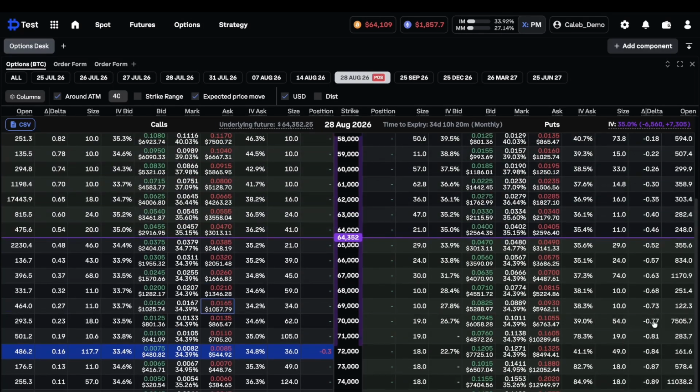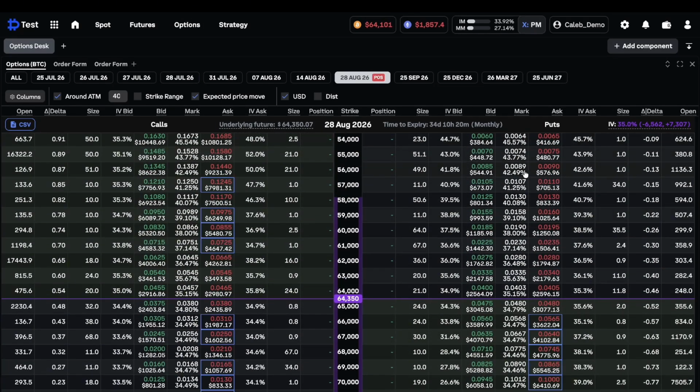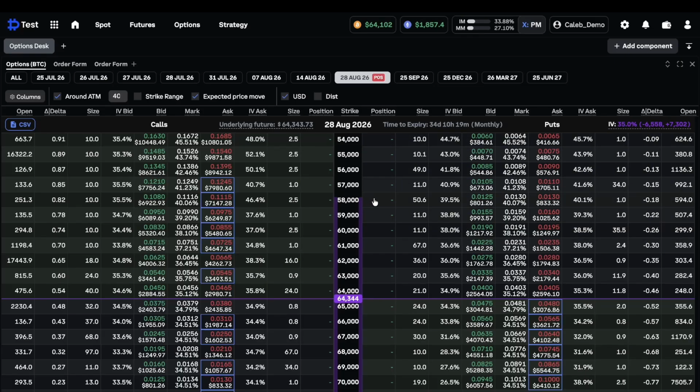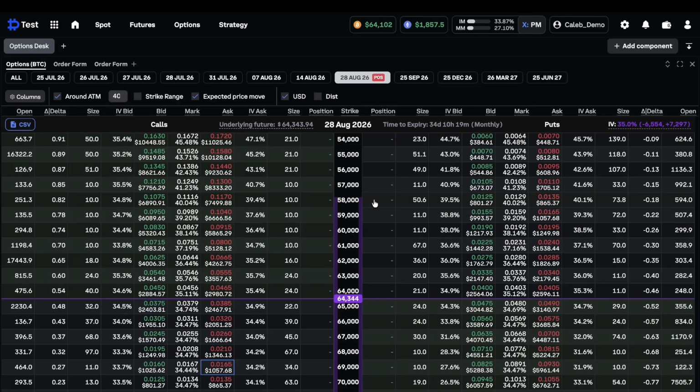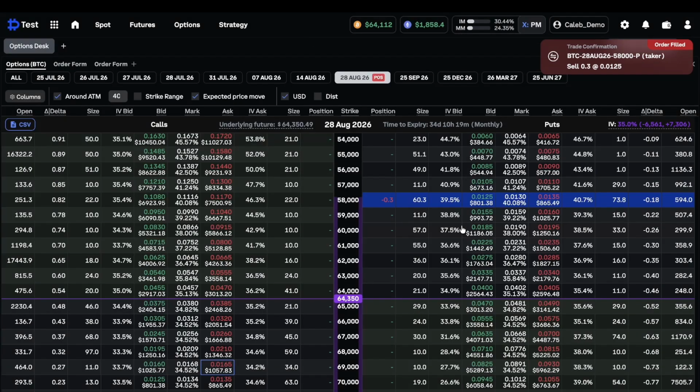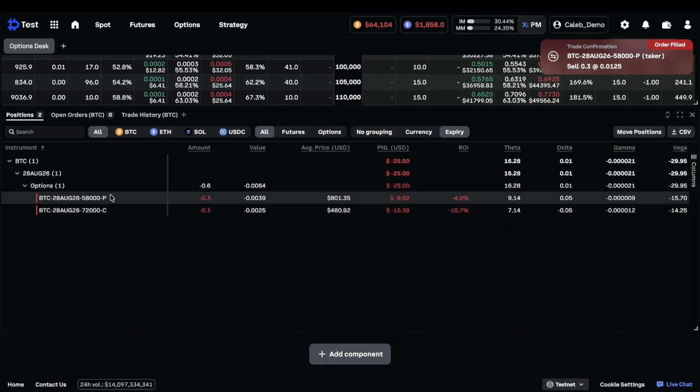So to show you guys how to sell a put, again, you look at the put side here. You look at the green, this is how much you get paid. And you can say, I think Bitcoin is going to be above 58K by August 28. So we click here, and then we're going to sell 0.3 contract. I'm going to sell 0.3, sell. There we go. And now you would have seen that I've sold a put here.